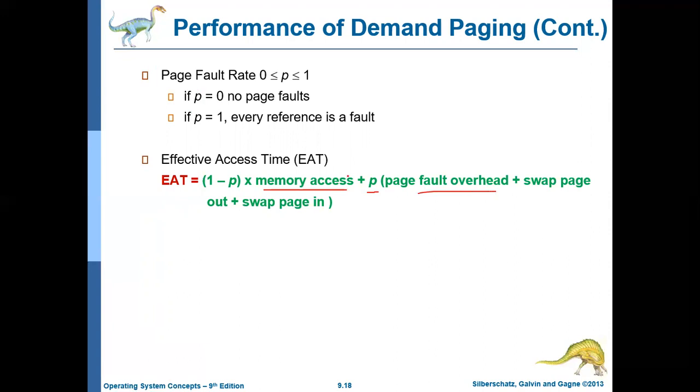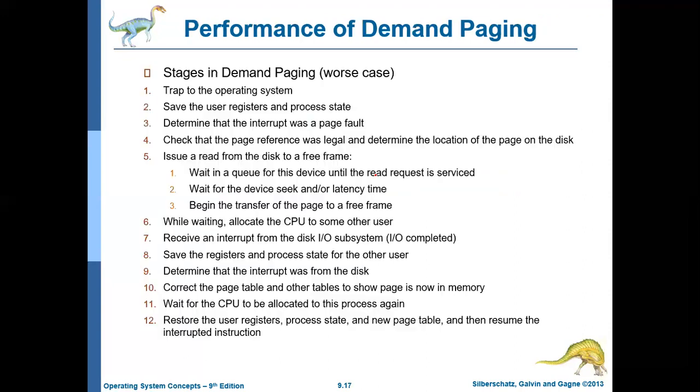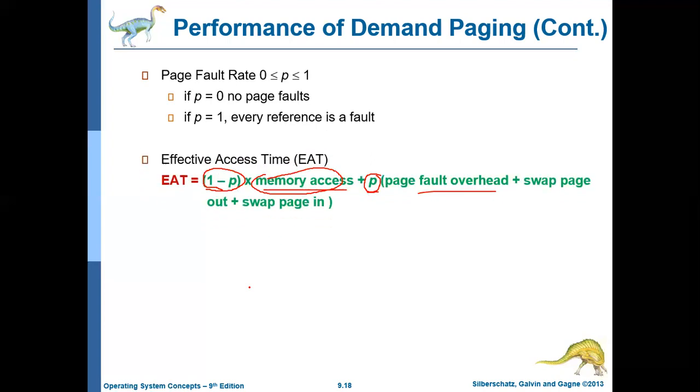Obviously, the memory access time during a page fault will be more than when there is no page fault. When there is no page fault, the frame is already available in memory, so you directly go and access it, and this time will be much lesser. But when there is a page fault, as we discussed previously, all these 12 steps should be done. For all these 12 steps, it may require a lot of time, and that time is nothing but the page fault overhead plus the swap time.